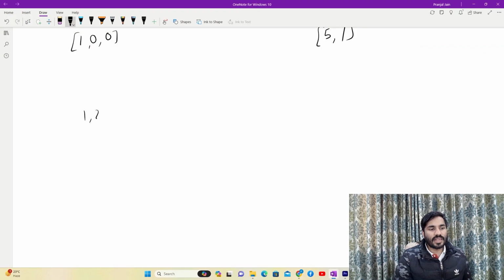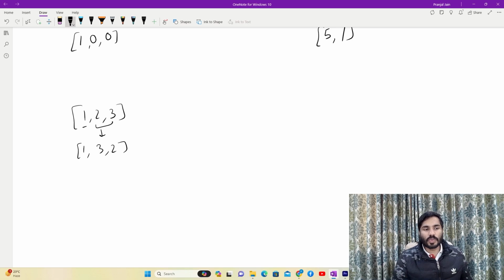So over here, let's take the example of 1, 2, and 3. This is the set of numbers that we have. What is the next permutation going to be? The next permutation is going to start with 1, but we will have 3 and 2 swapped. Let's write all the permutations of this particular set to understand what's going on.